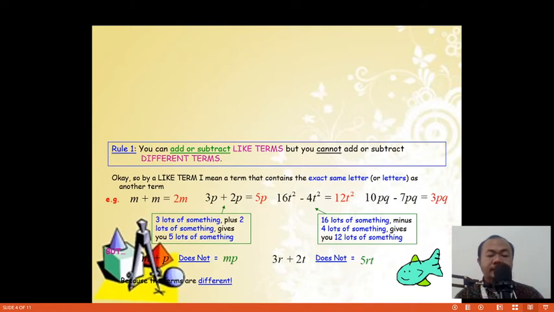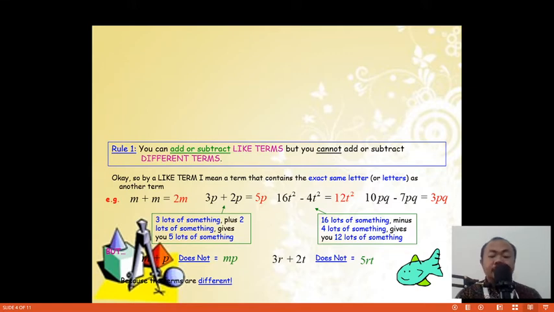Now, rules of algebra. Rule number 1. You can add or subtract, but you cannot add or subtract different terms. In simple words, if the letters are the same, you can add the numbers. But if the letters are different, you cannot add the numbers. Example, m plus m. You will have 2m. Or you can remember, 1 apple plus 1 apple, you will have 2 apples. The same as this one, m plus m, you will have 2m.